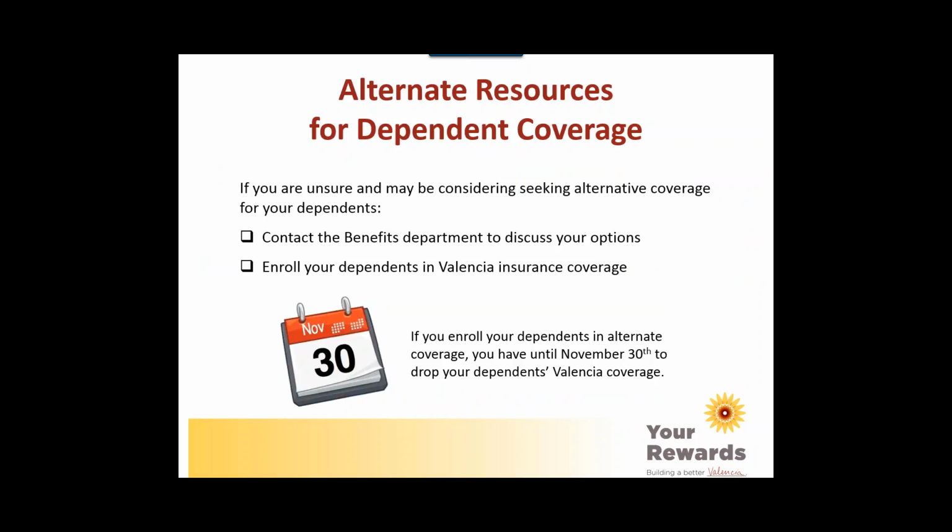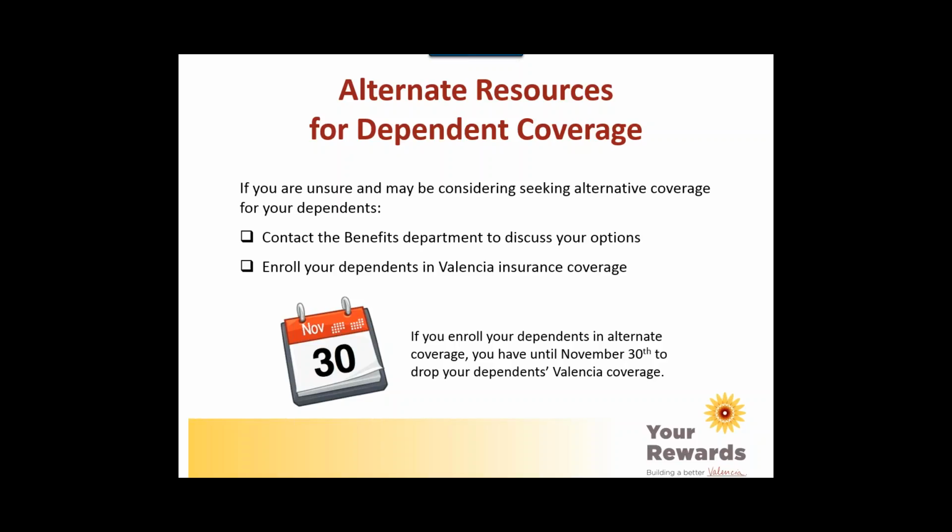So when we talk about alternate resources, we know at Valencia that our open enrollment is October 19th through the 30th, but we also have to be cognizant of other open enrollment periods. So your spouse may have a different open enrollment period, and we know right away that healthcare.gov, the marketplace, has an open enrollment period that starts November 1st. So you may need a little bit more time to look at alternate coverage for your dependents, to see how you want to cover them. So we're aware of that.